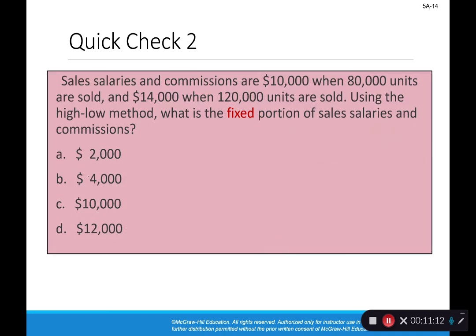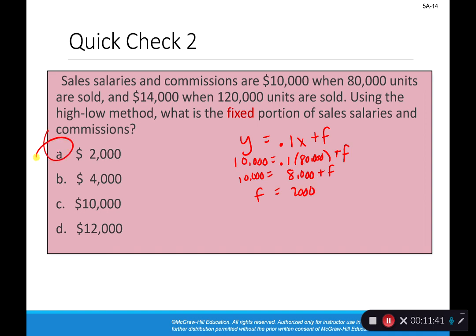Now we have the same information. We want to get the fixed part. So we know y equals 0.1x plus F. Use the high or the low. I'll use the low. The low cost is 10,000. The low units is 80,000. So that gives me 8,000 plus F equals 10,000. So F equals 2,000. So the answer should be A.